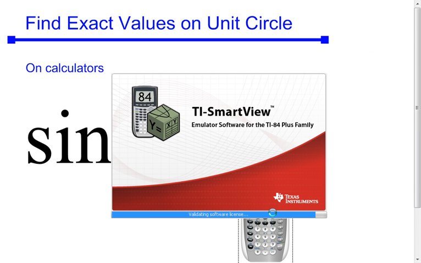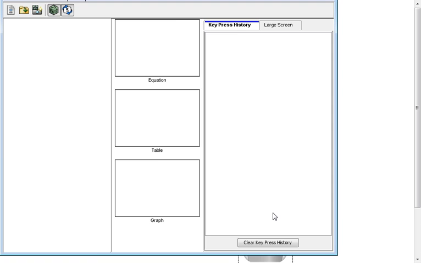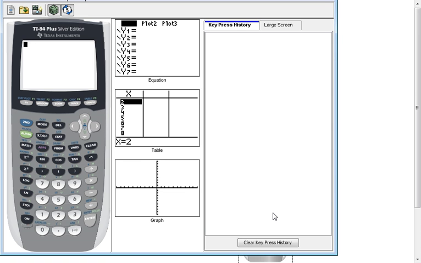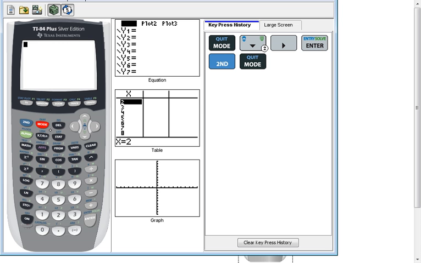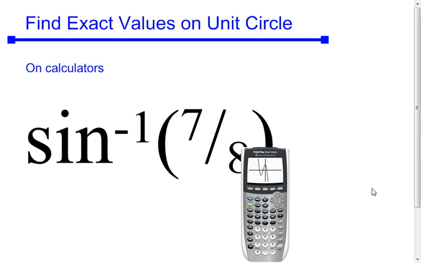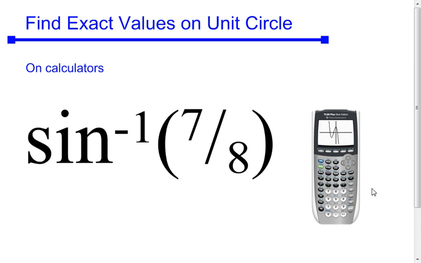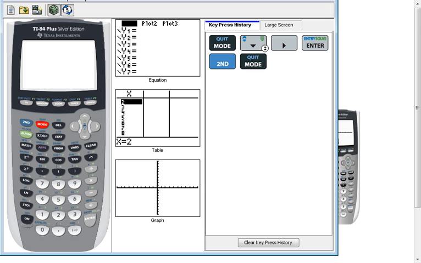I'm going to put my calculator in degree mode because I think it's easier to picture, and you guys can do the same. If you don't remember how to do that, you're going to press the mode key. Make sure that degree is highlighted here. Hit enter, and then quit out of here. Okay? Now, in this problem, I am asking you to figure out the inverse sine of 7/8, or where is my sine value, where is my y value, 7/8 on the unit circle. That's what I'm asking you to figure out.